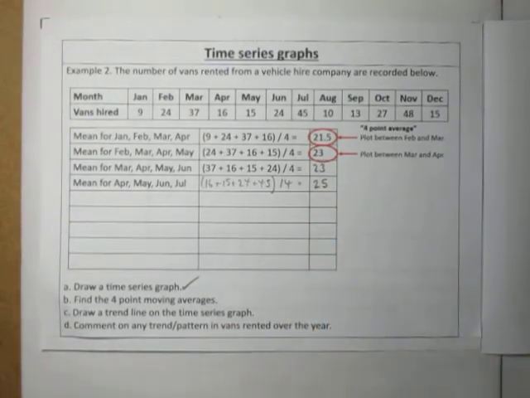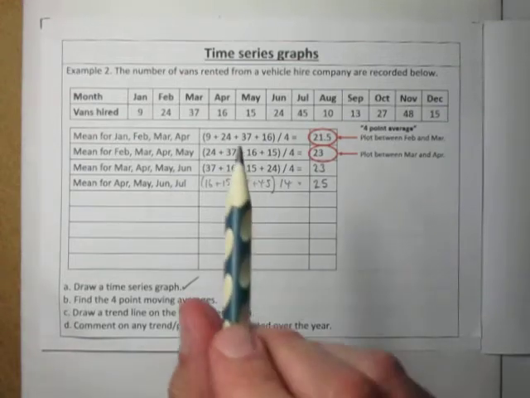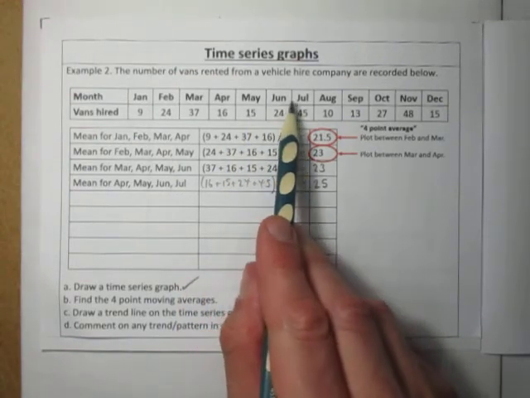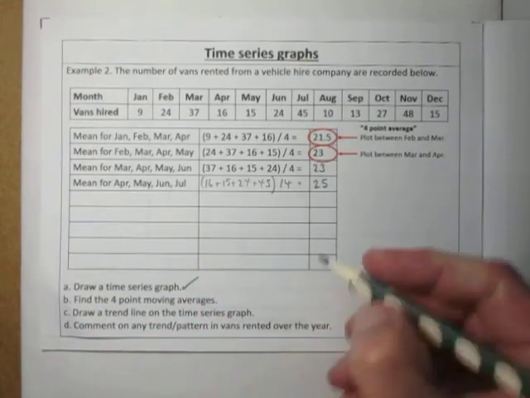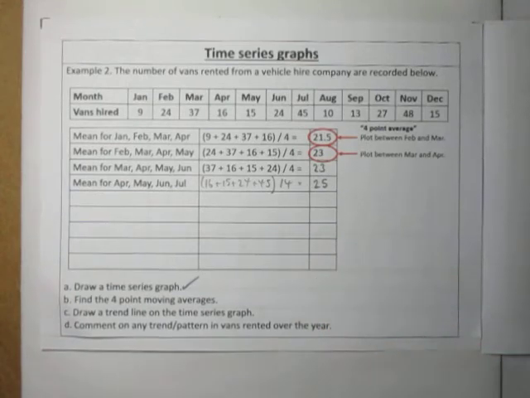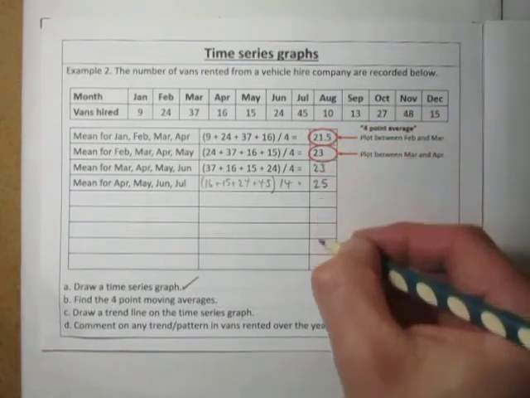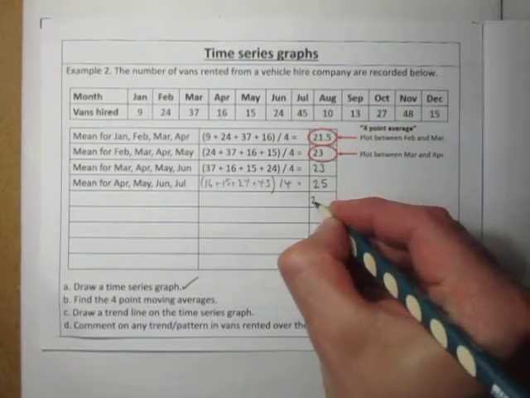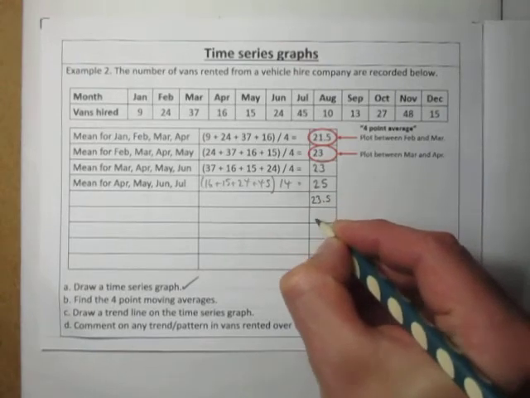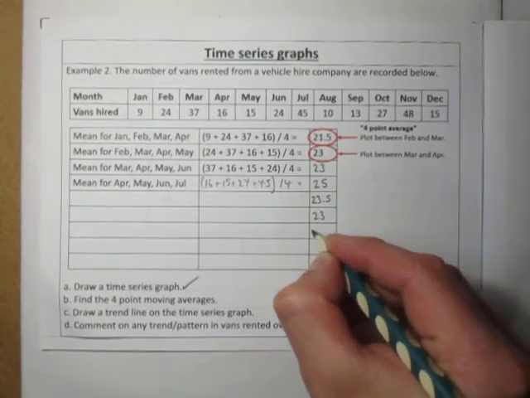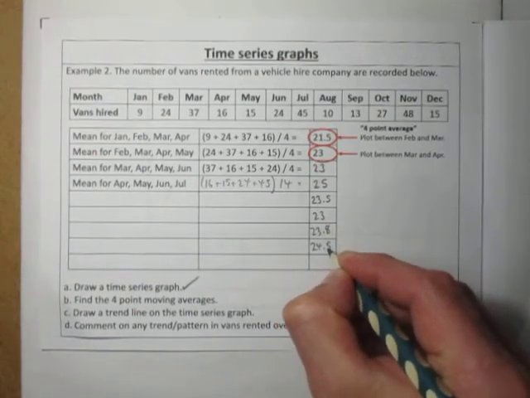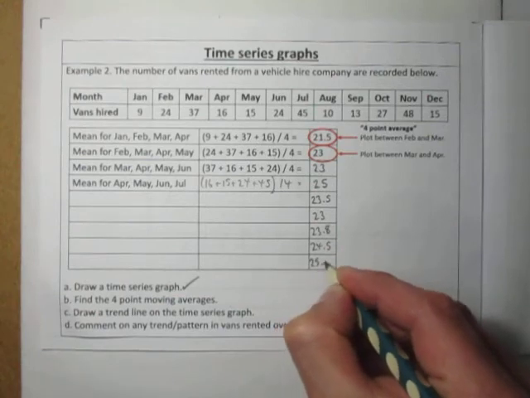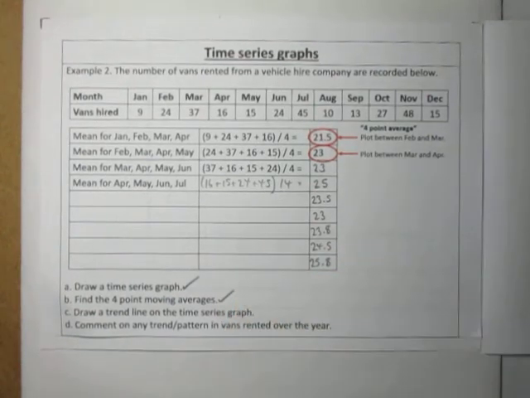Now I keep on doing that all through the data, moving along one, so the next value I'm going to calculate is going to be May, June, July, August. I shuffle along one, calculate the 4-point moving average, fill it into my table, and then I can use that to plot my trend line on the graph. So if I just fill in the rest of these now, you can do this yourself and then check the answers are right. I should have 23.5, 23, 23.8, 24.5 and 25.8 if I've calculated those correctly.